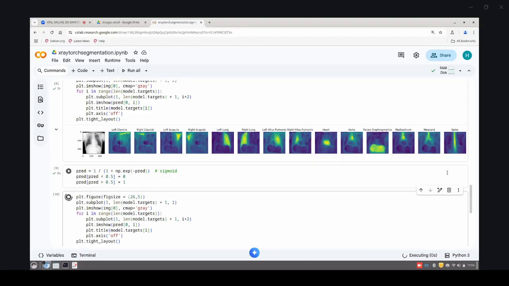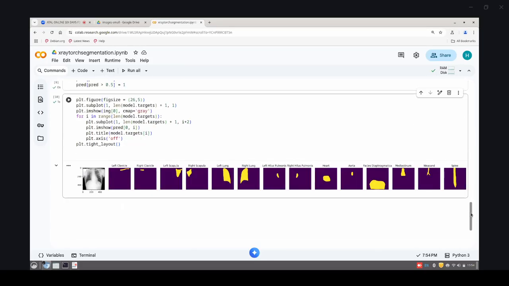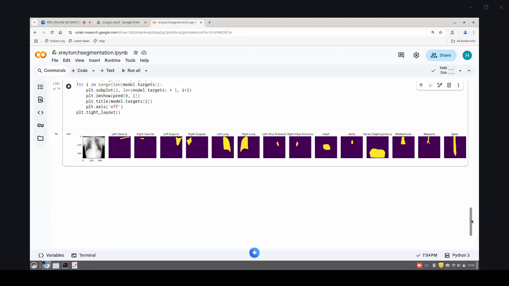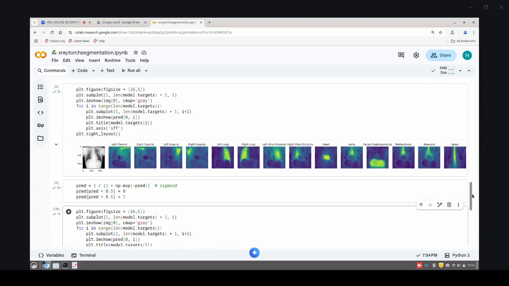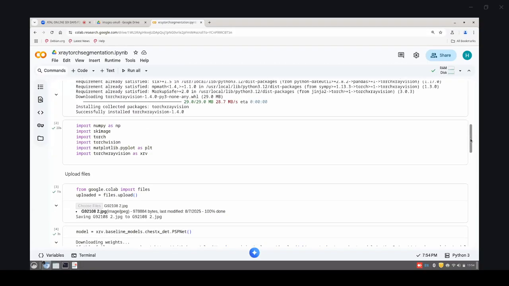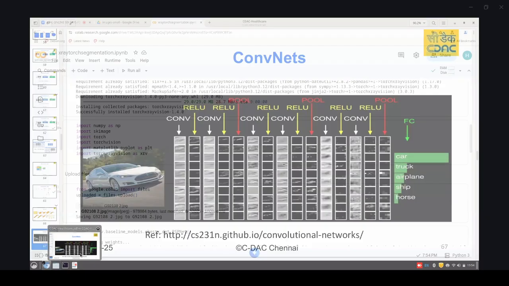These heat maps are actually detecting each region of the X-ray, like left lung, right lung, pulmonaris, heart, aorta, mediastinum, spine. So this can be used to effectively predict the different diseases and disease-affected regions by the AI engine. So with this, I think I will conclude my presentation.